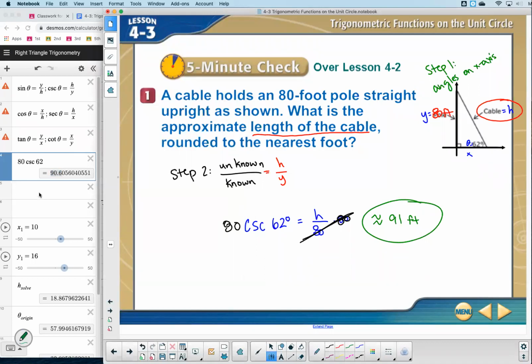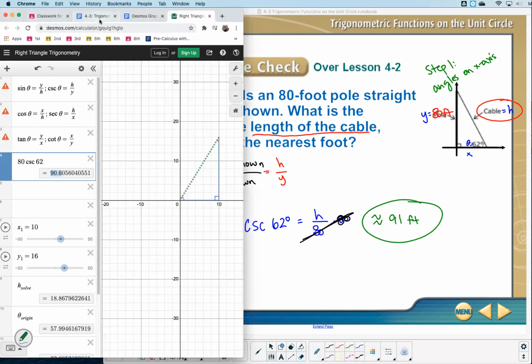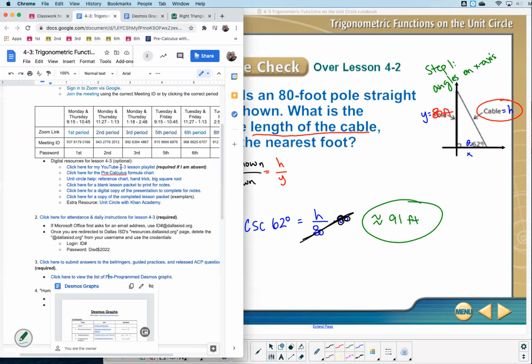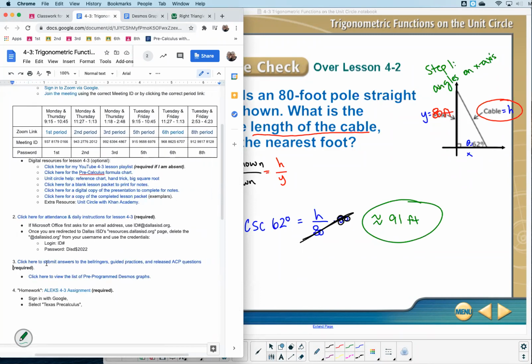Yes, and so I had a question, where is the graph? If you open up 4.3, it doesn't matter if it's PowerSchool Learning or Google Classroom, the list of graphs is in between number 3 and 4. The 3 being where we submit the bell ringers and all that, and 4 being your homework. I put it right in between there because that's when I figure you'll use it the most, either in class or doing your homework. So that's why I throw that in right there rather than with the digital resources.